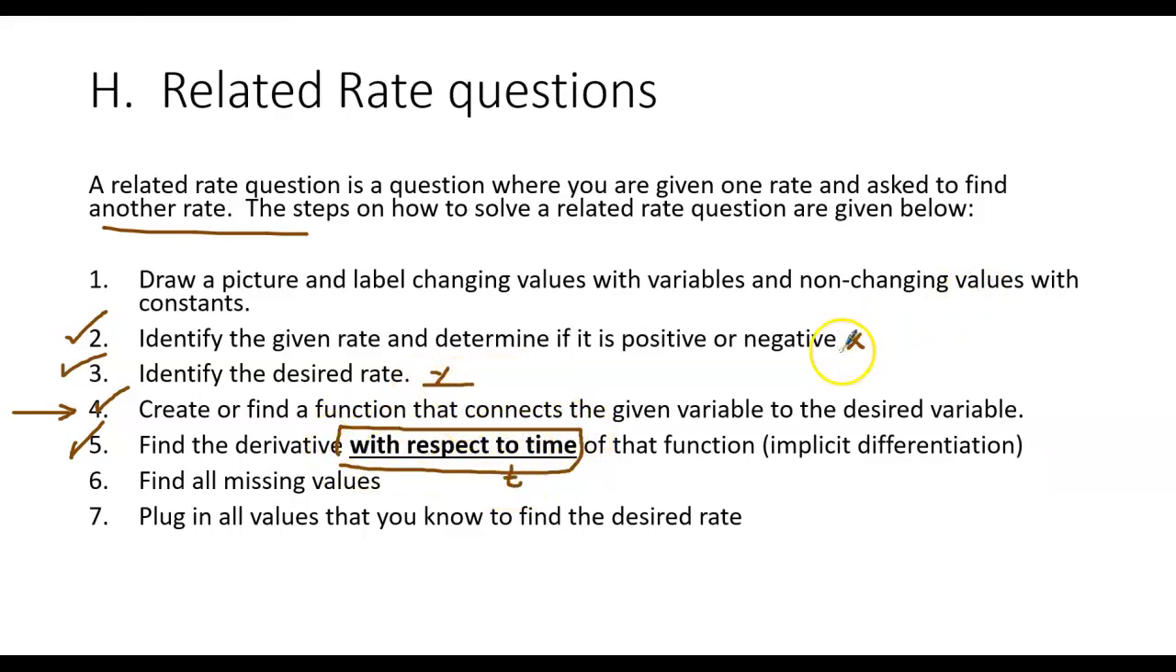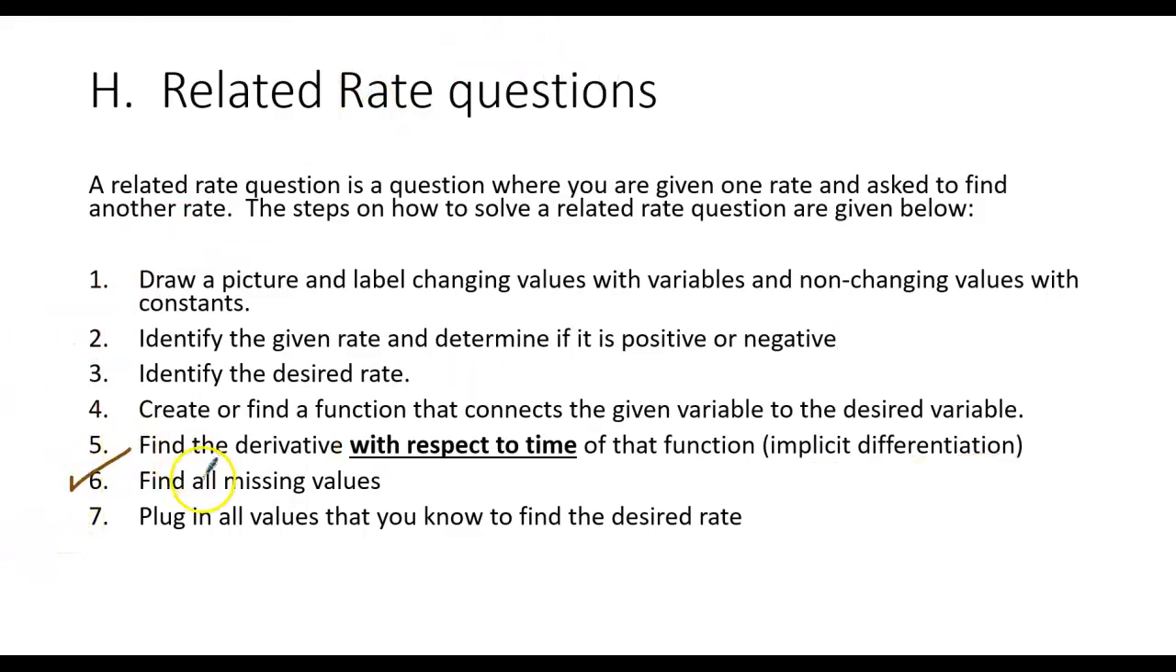And t won't match either one of these, so make sure that as you are doing this, it's implicit differentiation. When you take the derivative of something with a y, you're going to get a y prime after it. And when you take a derivative of something with an x, you're also going to get an x prime, because neither one of these will match the variable of differentiation. And so it will be an implicit differentiation. The last few steps are to find all the missing values that you need for this formula to be complete. And then finally, you should be able to solve for the one desired rate that you're looking for.